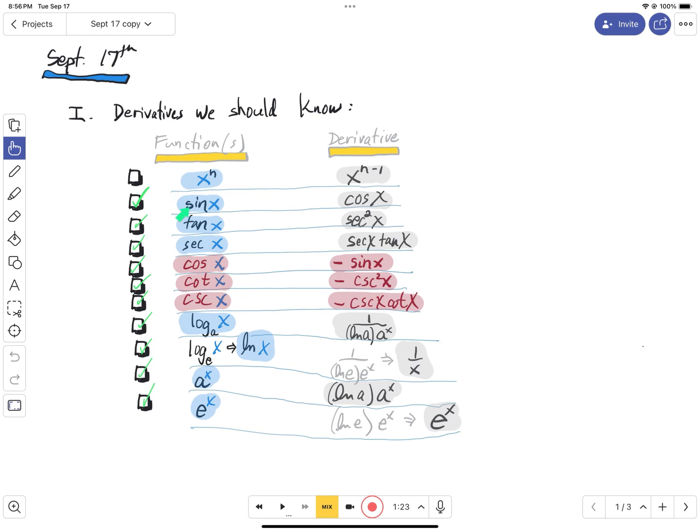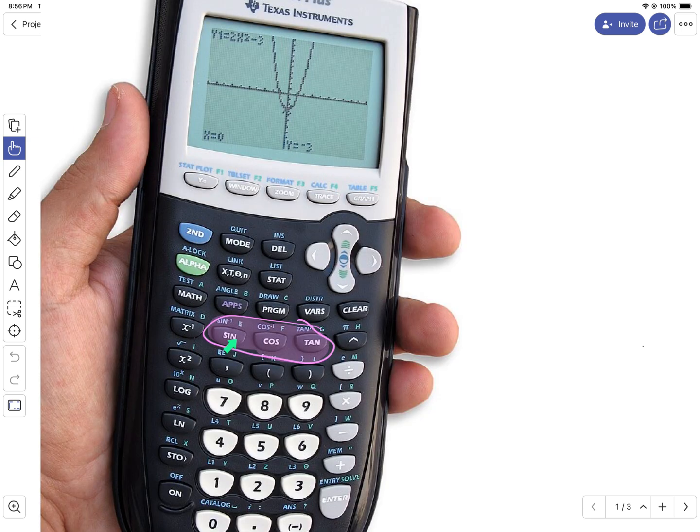All right, we should know the derivatives of all these functions on the list. Notice the grouping of the 6 trig functions. All your life, your calculators have had the 3 trig functions sine, cosine, and tangent. They haven't had secant or cosecant or cotangent. However, there's a better way to think of your 3 main trig functions. Think of sine and tangent and secant.